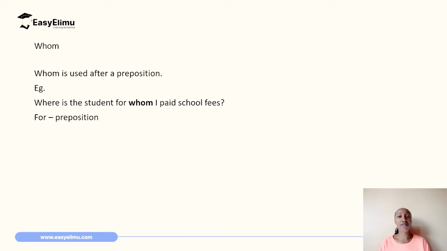Now, for the relative pronoun whom, it is only used after a preposition. It comes after a preposition. For example, where is the student for whom I paid school fees? In that sentence, our preposition is for, and then we have the relative pronoun whom that introduces the relative clause, I paid school fees. So where is the student for whom I paid school fees? For is the preposition, and then whom comes immediately after and introduces the relative clause.